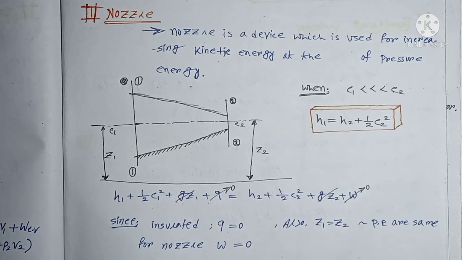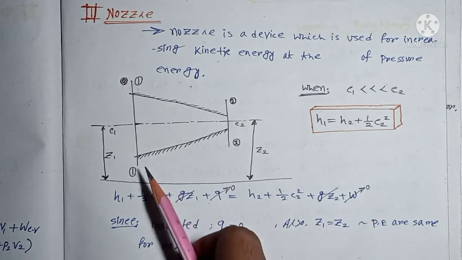As we know, the nozzle is a kind of device for which there is no requirement of work, and we will not get any kind of work from the nozzle. So this work will basically be zero because we are not able to get any kind of work from the nozzle. So this W represents the work, so it is 0.